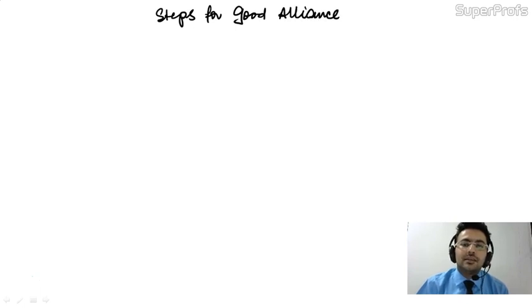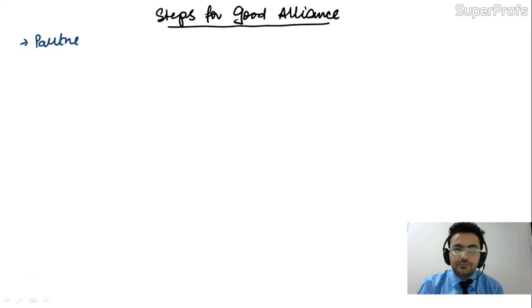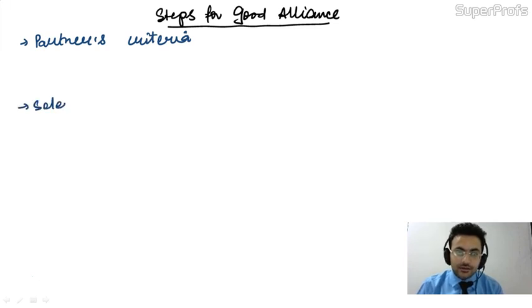From the time I was studying this, this question has been there. By the time we used to qualify, this question was there, and it is still there. For more than 5 to 6 years, this question continues all the time: tell us about the 3 C's of a prospective partner and steps for a good alliance. Steps for a good alliance are, first of all, partners criteria, then selection of partner.